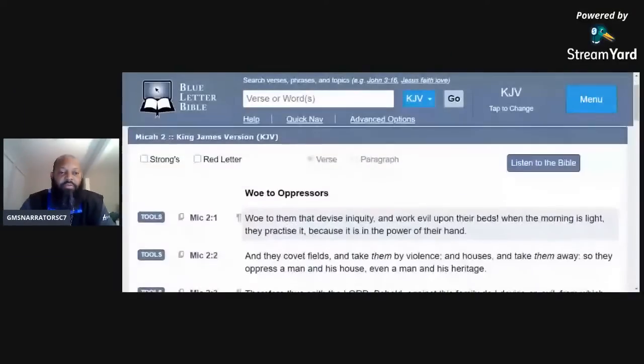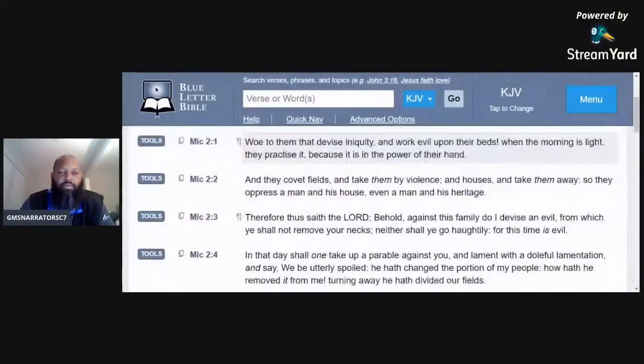Let's read Micah 2:2. I want to kind of get on through this. Micah 2, verse 2: Woe to the oppressors. You hear it? Woe to them that devise iniquity. When you devise iniquity, you're working on doing some wickedness, man, and work evil upon their beds. When the morning is light, they practice it because it is in the power of their hand. The earth is given into the hand of the wicked. They covet fields and take them by violence, and houses and take them away. So they oppress a man in his house, even a man in his heritage.